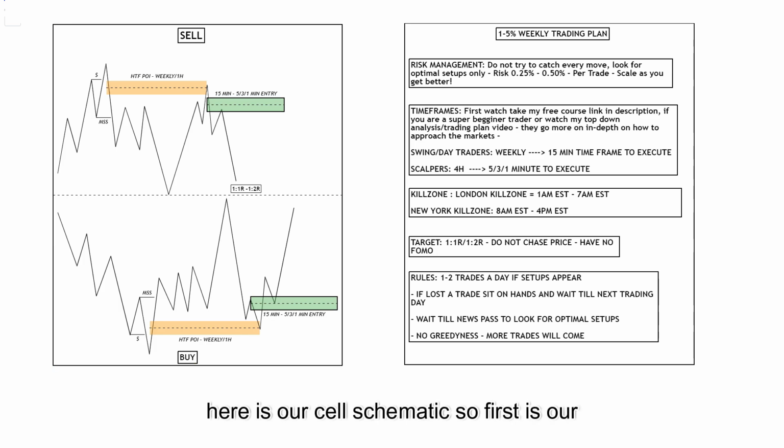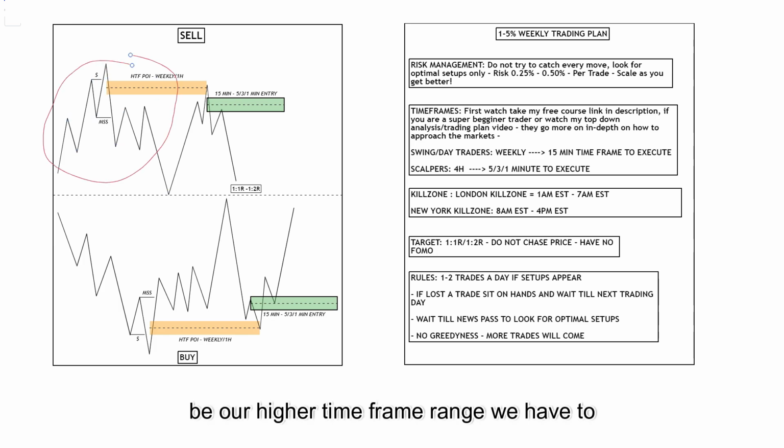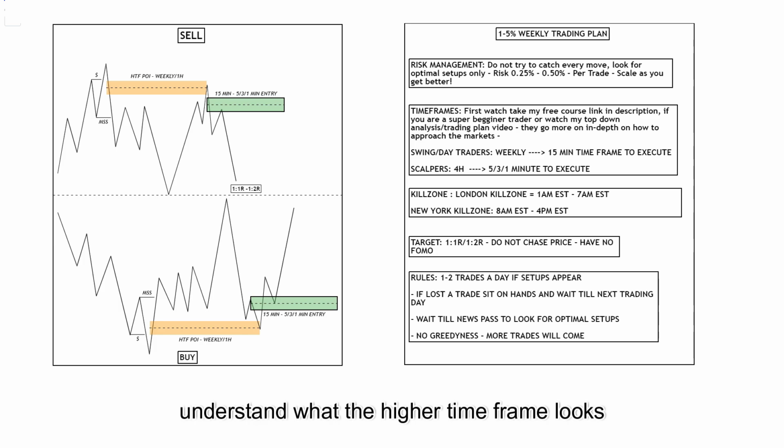Right here is our sell schematic. So first is our higher time frame range. So right here will be our higher time frame range. We have to understand what the higher time frame looks like, right? So we have to do a top-down analysis. That's when we go from the weekly, the 4-hour, and the 1 hour, and find our higher time frame range and look for our higher time frame point of interest, right? And then we scale down to the lower time frames, right?